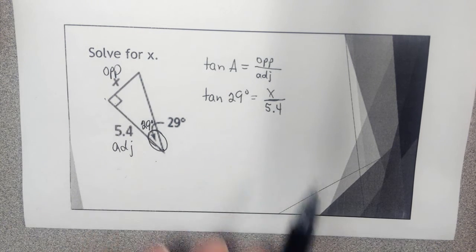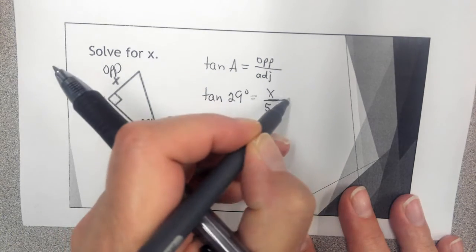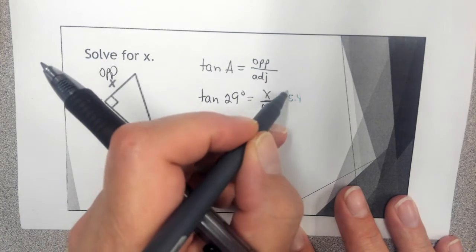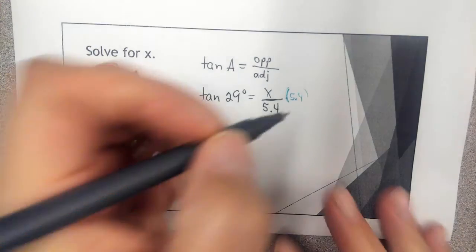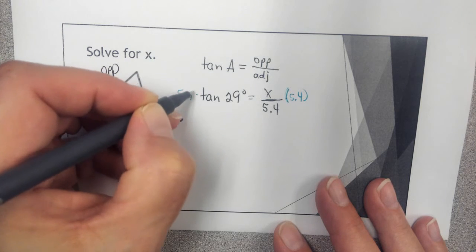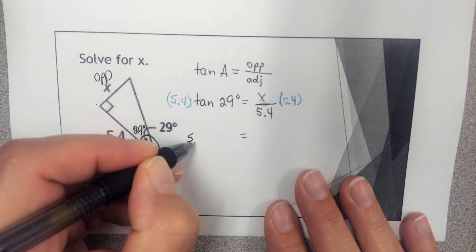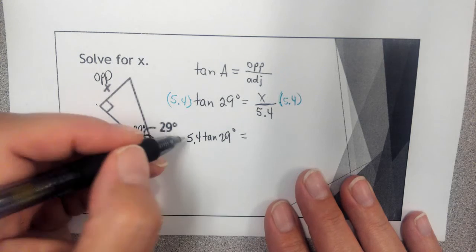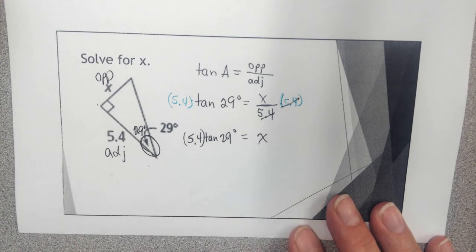Okay, I got to get X on a side by itself. What will I need to do? Multiply by 5.4. Yep, multiply by 5.4. Oh, now that dot looks kind of like a decimal, doesn't it? So maybe I should do times 5.4 with parentheses. And my marker's fizzling out here. Times 5.4 on the other side. Okay, so we got 5.4 times tangent 29 degrees on the left-hand side. And then the 5.4's cancel and we have an X left on the right-hand side.